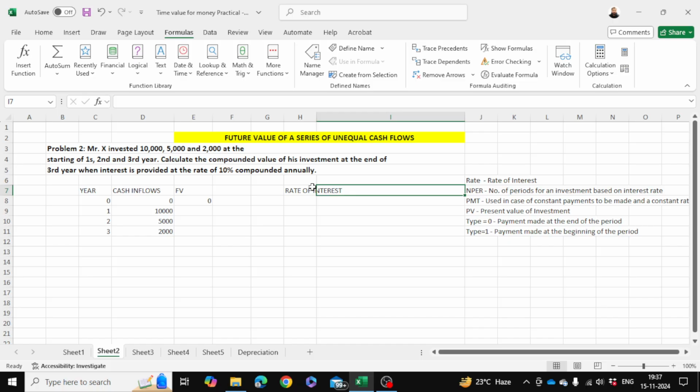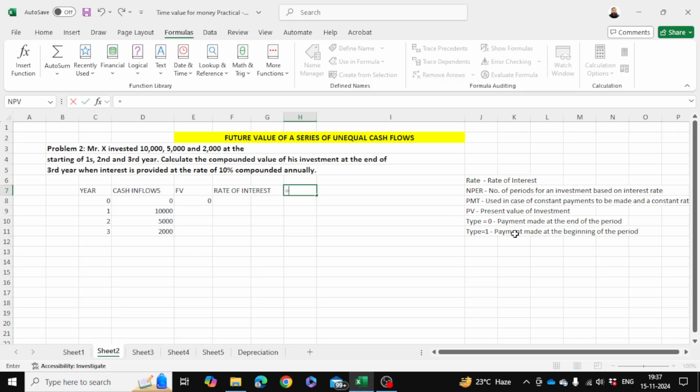So I can take it here. The rate of interest we can mention here, equals, I can directly write it down here. The rate of interest is 10%, right? Percentage per year.